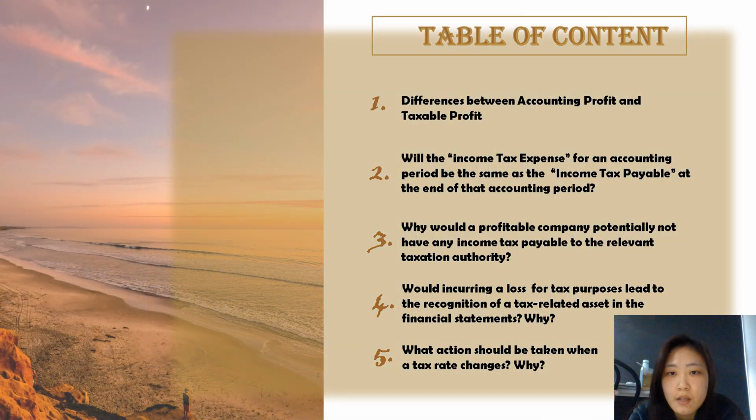And here is our table of contents, and we are going to talk about five points. The first is the difference between accounting profit and taxable profit, and the second is whether the income tax expense for an accounting period will be the same as the income tax payable at the end of that accounting period. And third, why would a profitable company potentially not have any income tax payable to the relevant taxation authority.